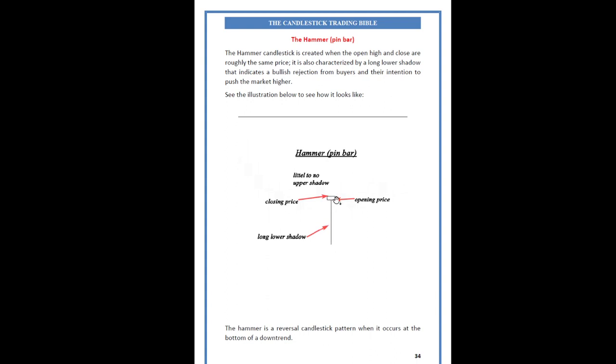So basically that's going to indicate that there are actually quite a lot of sellers in the market, but the buyers are winning. The buyers managed to overwhelm them. So of course this is the type of pattern that's going to occur in a downtrend, and then buyers manage to come in and push it back up and close it in a bullish position.